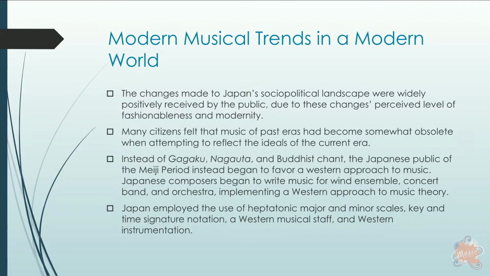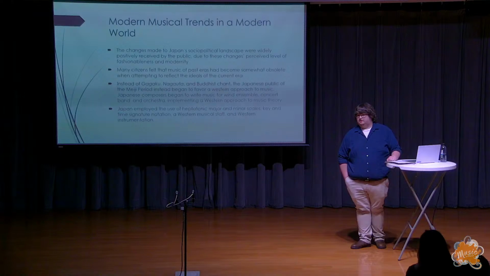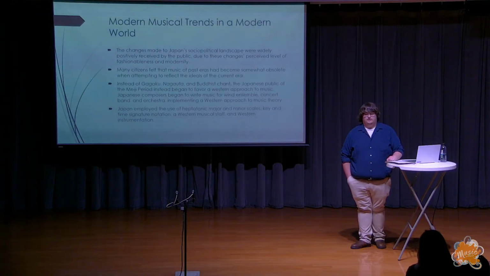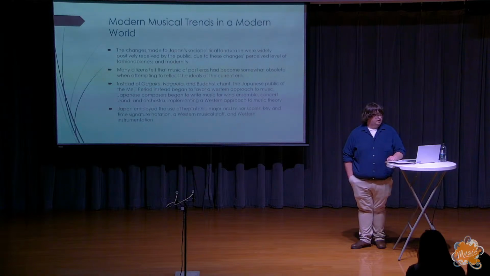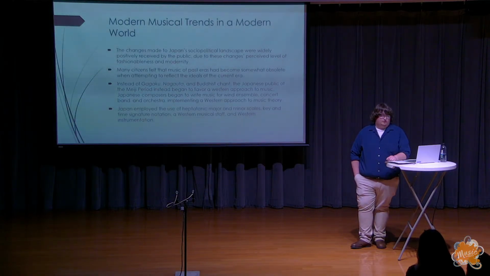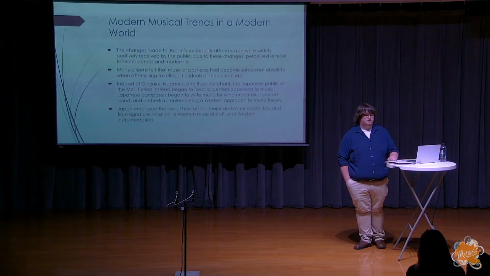We see a bit more change finally in the Meiji period to Japan's approach to composition. The changes that were made were at first negatively received, but after a while of getting used to it, people began to enjoy these changes more. They were seen as fashionable and modern. A lot of citizens felt that music of the past didn't really reflect the ideals that they held anymore, and so the way that they approached music needed to be a little bit more up to date. People began to favor that sort of Western approach to music. People would listen to and compose music for wind ensembles and concert bands and orchestras and choirs.